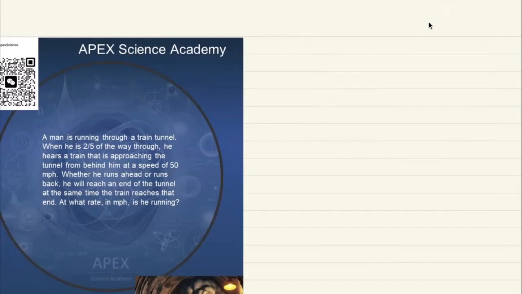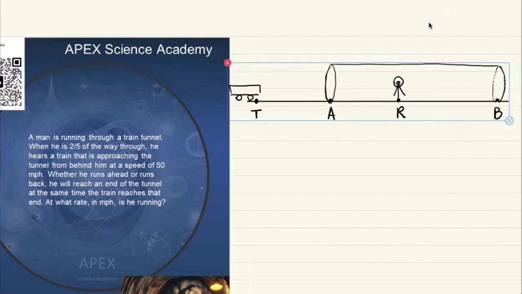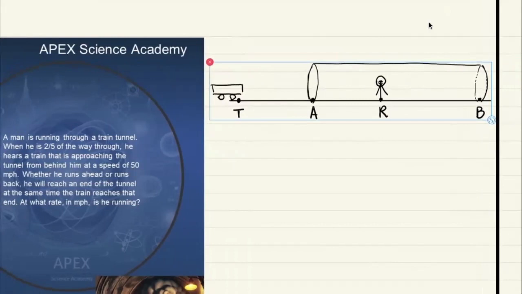So how do we solve this problem? To solve this problem, we're going to draw some diagram to help us visualize the problem. I have made a sketch of the problem, and what you see here is a straight line that represents the train track. And A and B mark the locations of the two ends of the tunnel. T and R mark the locations of the train and the runner.